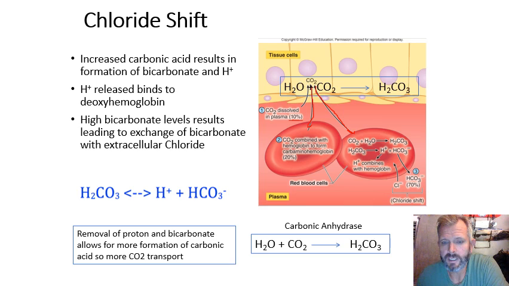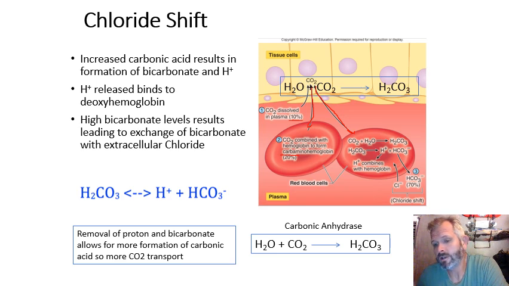20 or 23% combines with hemoglobin to form carbaminohemoglobin. Remember, this CO2 is not binding to the heme. It's binding to an off-site location in that protein, an allosteric region of the protein. And then here is how we're getting the rest.